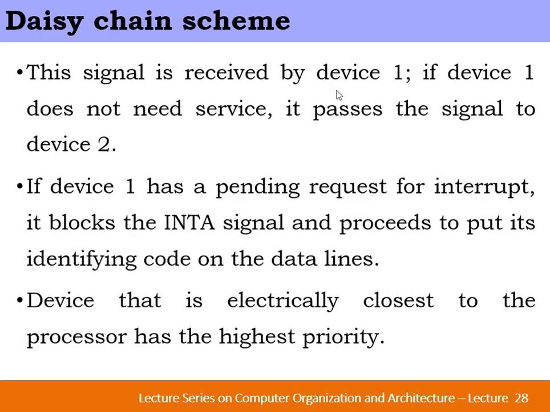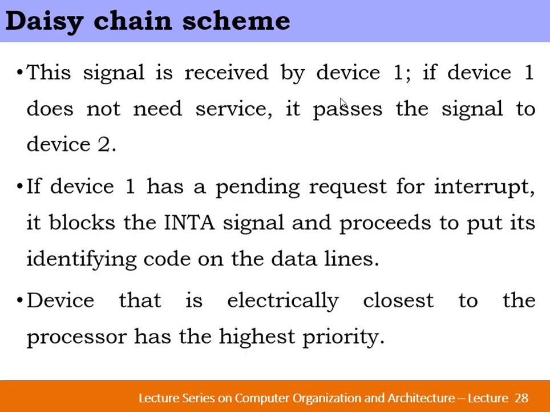Suppose the first device has requested an interrupt, then it is going to block the interrupt acknowledgement signal and proceeds to put its identifying code on the data bus. Once that service is over, the interrupt acknowledgement signal will be passed to the second device. In this way, it can reach all n devices.